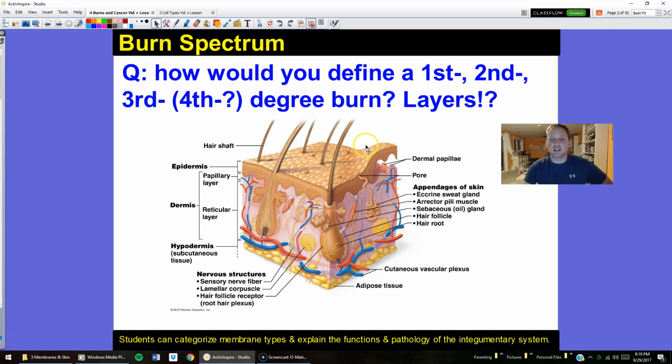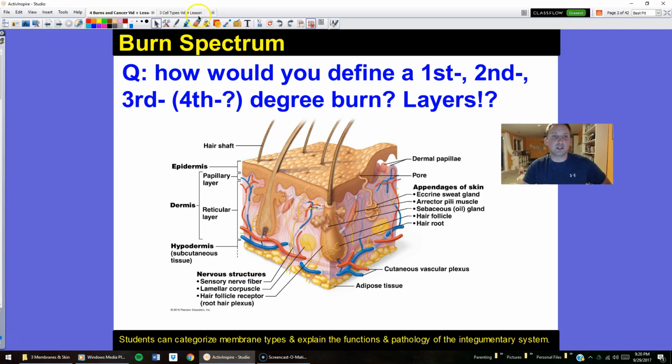What I would be expecting, you might say, is the epidermis would be a first degree burn. The papillary layer will be a second degree burn. The reticular layer would be a third degree burn, and the hypodermis would be a fourth degree burn. But it's not quite that simple.